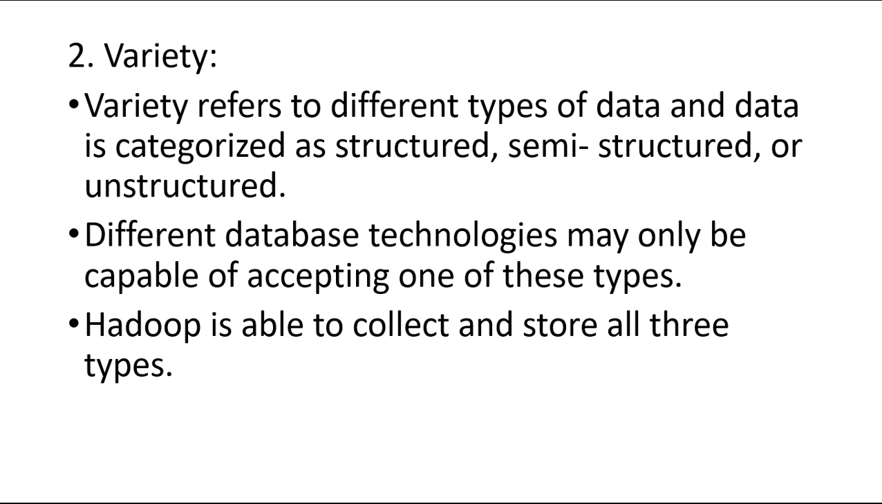Variety specifies the different types of data which come from sensors. It may be structured, semi-structured or unstructured, because a database can collect different types of data, because all users are not the same. It may collect different types of data.